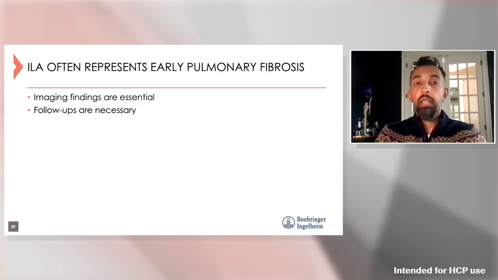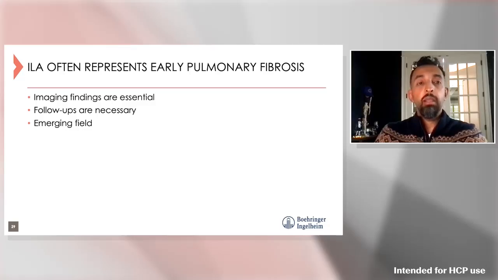In addition, as we've talked about, this is an emerging field. We just started using the term ILA in 2018. And so now we're getting all of our thoracic radiologists on board to say, hey, this could be the earliest form of fibrotic lung disease. I'm going to dictate this as could represent interstitial lung abnormality, should this patient get a follow-up.